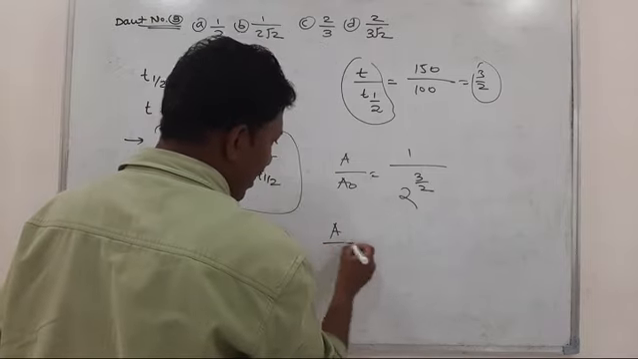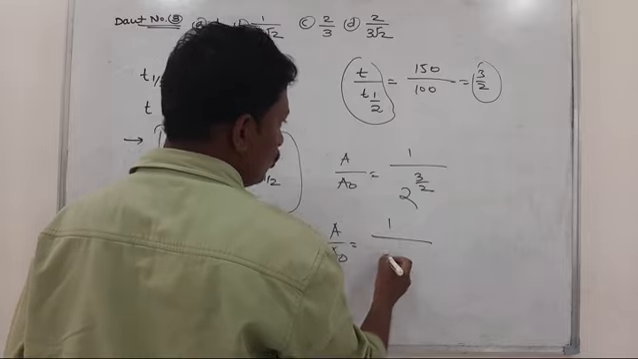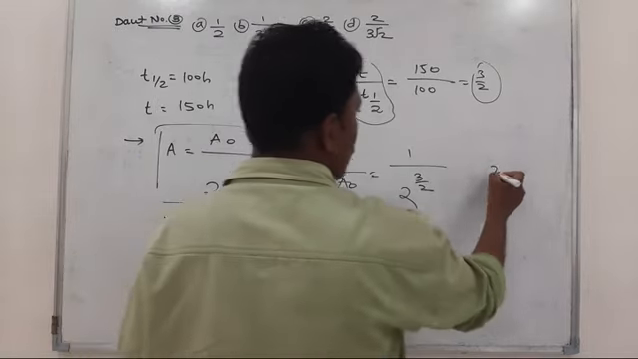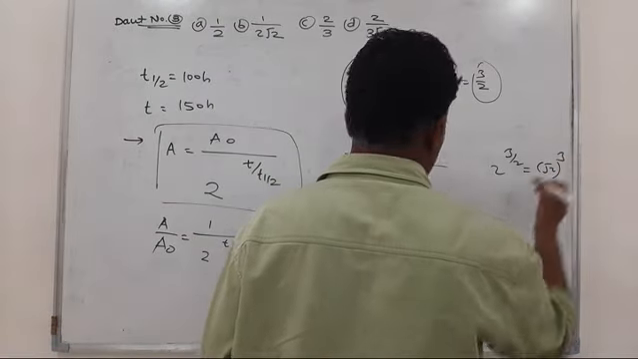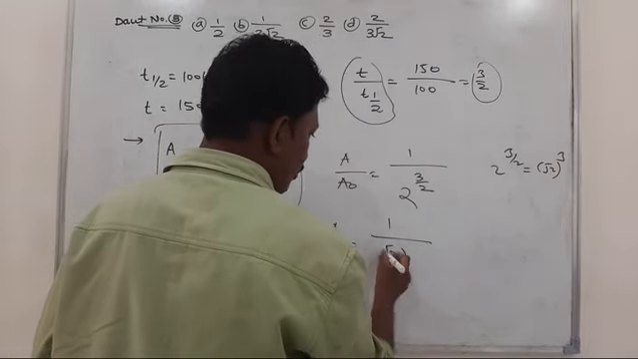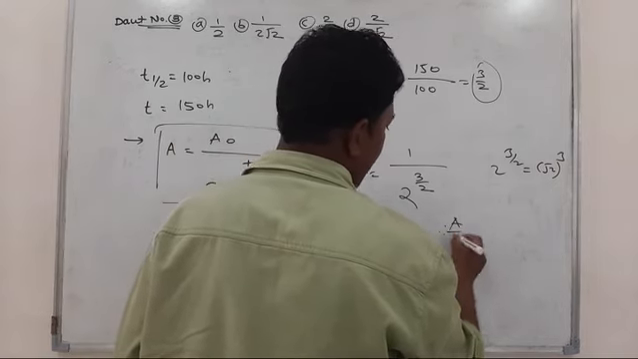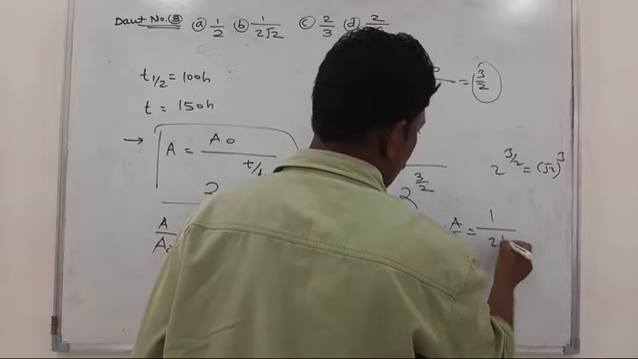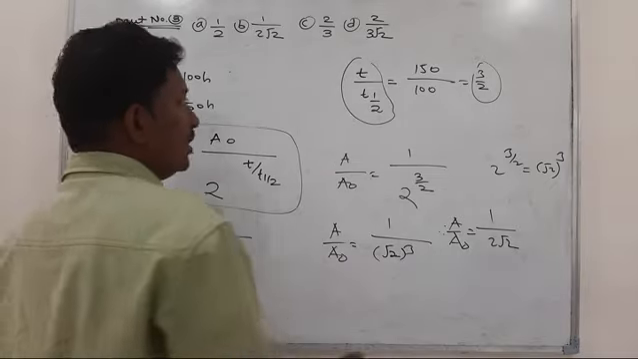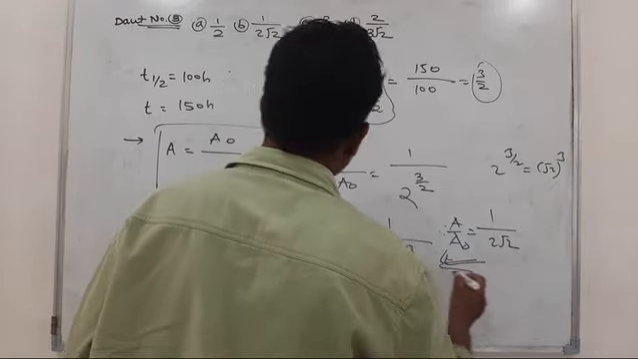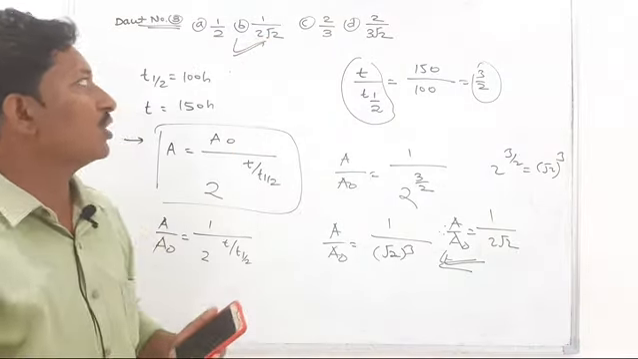So A divided by A naught is equal to 1 divided by 2 raised to 3/2, that is, the √2 bracket cube, right student. This is equal to 1 divided by 2√2. The answer matches option number B. This answer is correct, option number B.